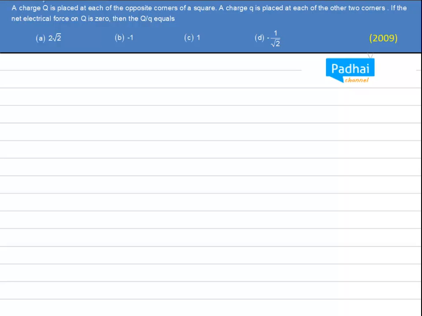A charge capital Q is placed at each of the opposite corners of a square. A charge small q is placed at each of the other two corners. Now what is happening is, this is a square, right, and we are placing capital Q over here and capital Q over here, and two small q's over here and here, right. Now it is saying if the net electrical force on Q is 0, then what is Q by small q?